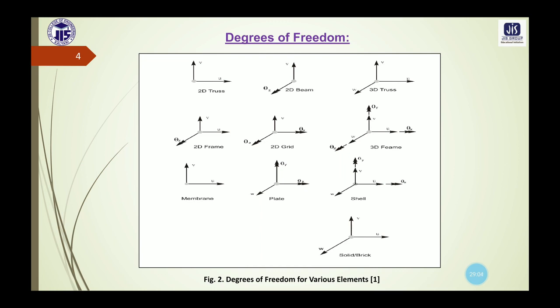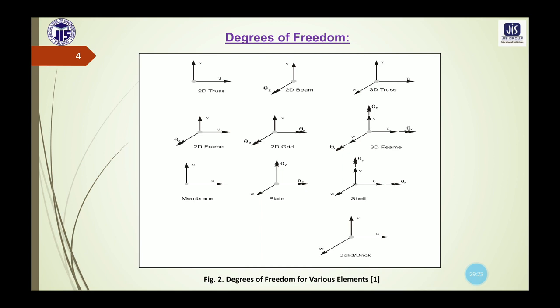Okay, so in this way the degrees of freedom for various types of elements, like 2D truss, beam, then 2D grid, 3D frame, then plate, shell, membrane, different types of degrees of freedom for various elements are shown here.